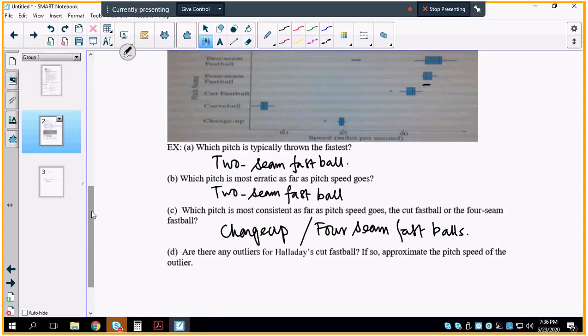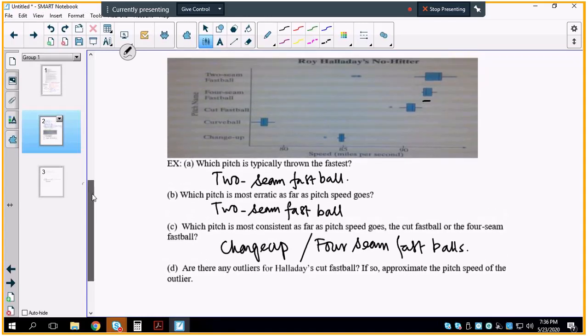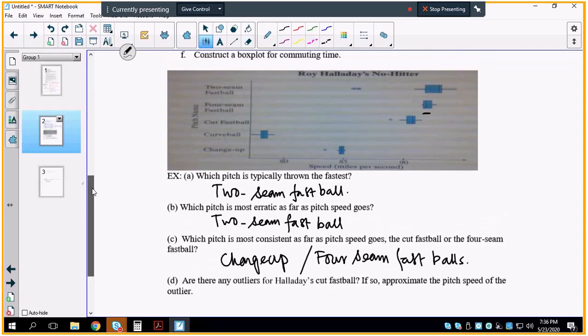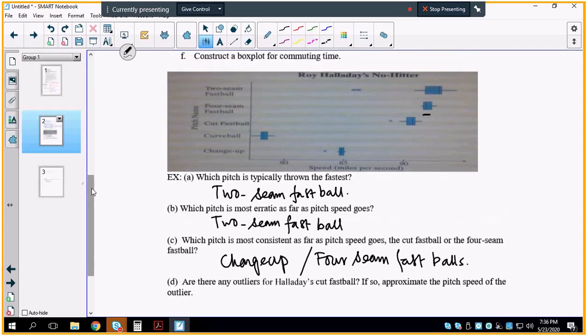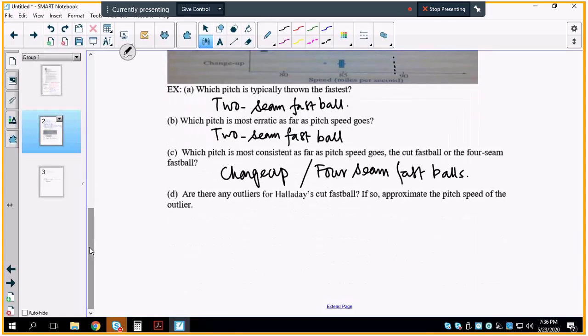Are there any outliers for Halladay's cut fastball? If so, approximate the pitch speed of the outlier. Halladay's cut fastball is the third one, and it has an outlier. I want to approximate the speed, and it is in miles per second. So it is around 88 miles per second. So we'll say 88 miles per second. And we will also say that yes, there is an outlier.